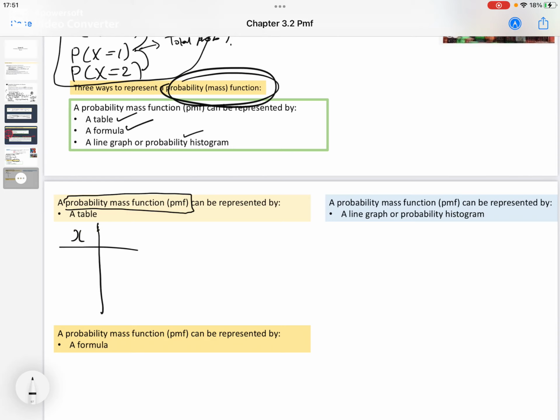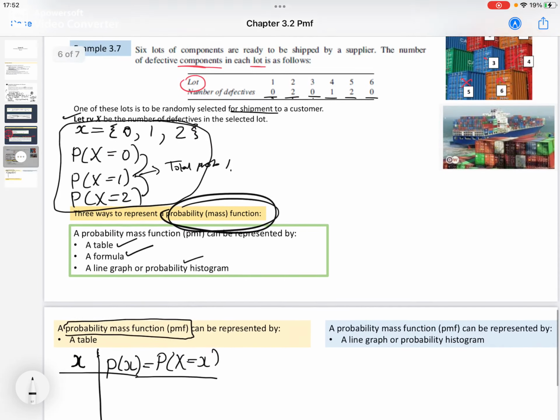The first column consists of the possible values of our random variable. Since we have random variable x, I will write there small letter x. And our second column will be the probabilities of observing these values of random variable x. So it's P(x), which is the probability that x is equal to that particular possible value.